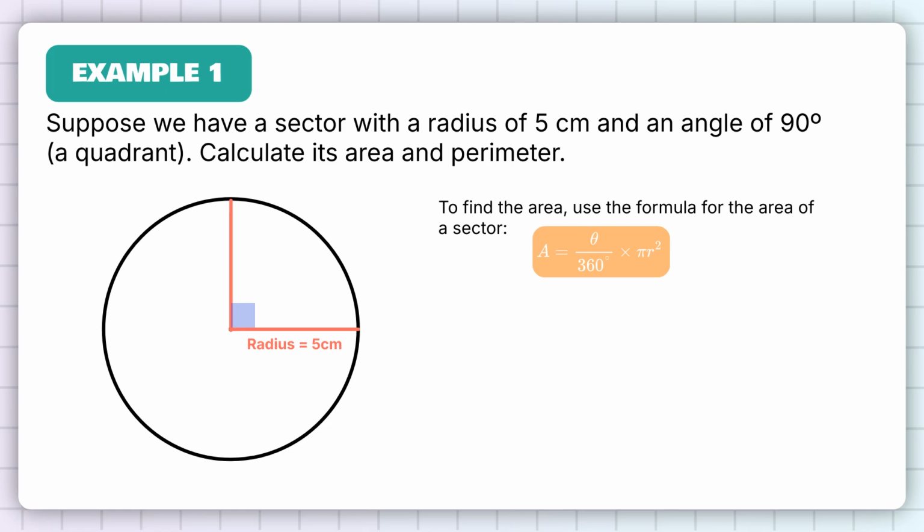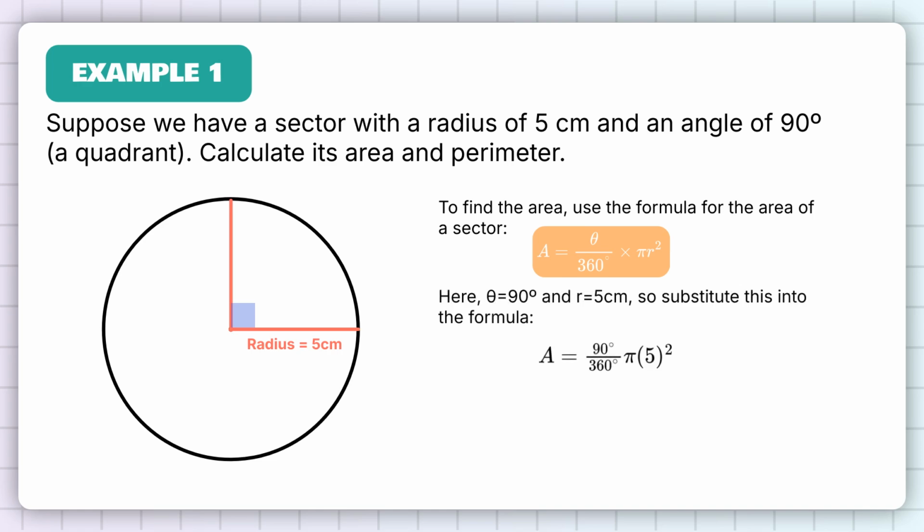The formula for the area of a sector is theta over 360 times pi r squared, where theta is the angle. Substitute this into the formula. Then simplify to find that the area is 6.25 pi cm squared.